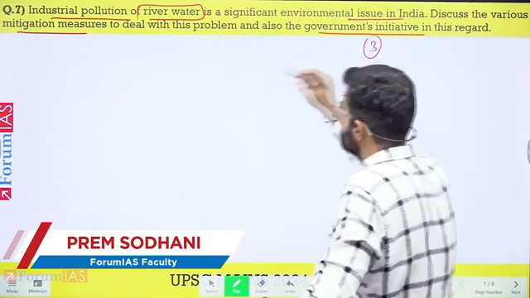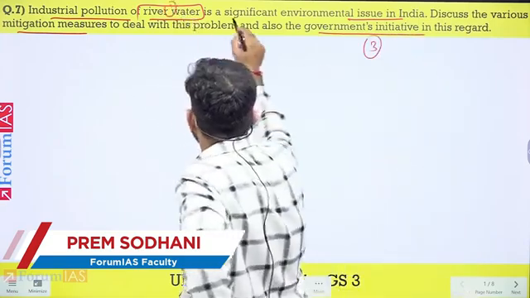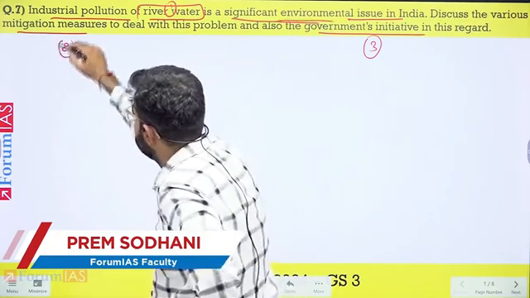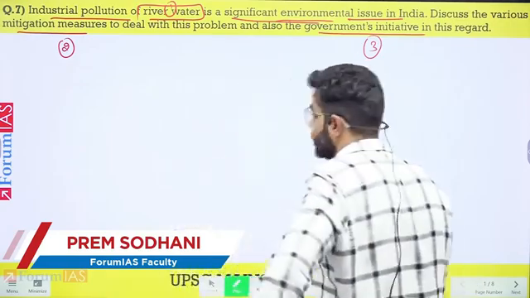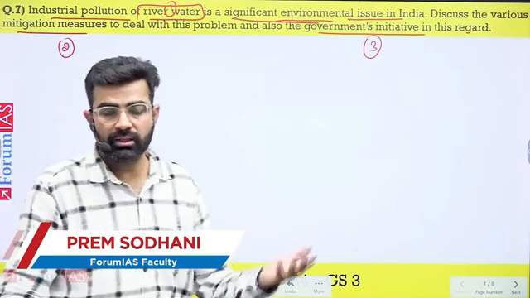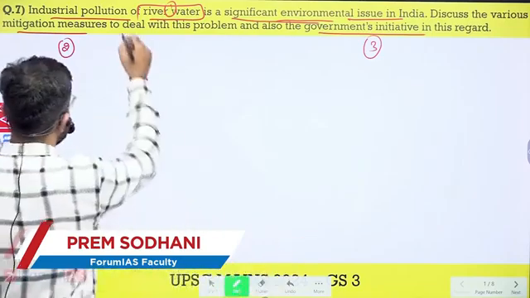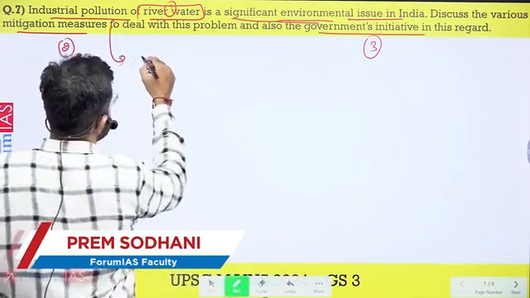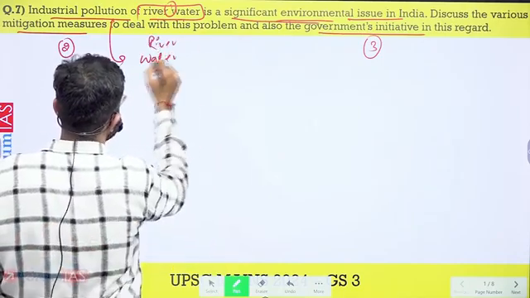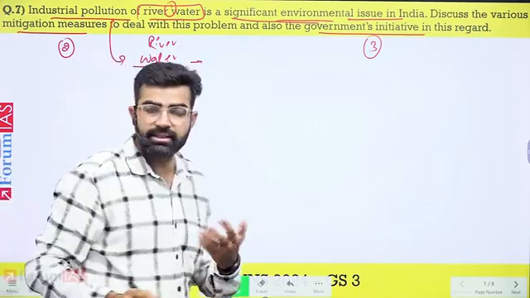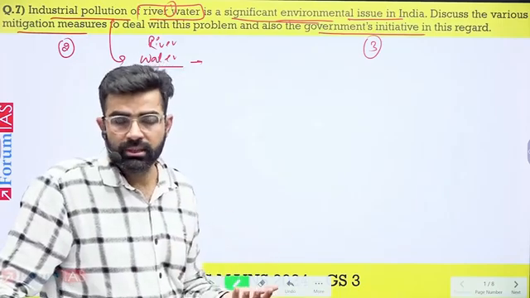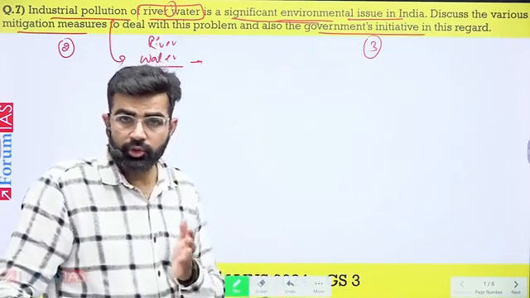So there are 3 parts. One, how significant an issue this is. The second part is what the mitigation measures are, and the third is what the various initiatives of the government are. In this way, you can break the question into 3 parts. First, you will write what water pollution or river water pollution is. Now, what is pollution? Simply, it is when desirable substances are removed and undesirable changes are introduced.